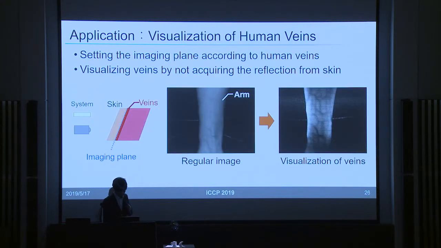Finally, we can see blood veins underneath the skin. Using our method, we can align the sloped plane to the arm, thus improving the visualization of the vein.